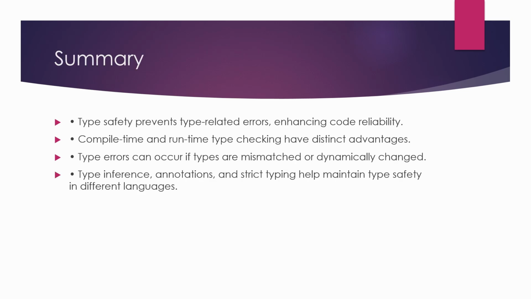To summarize, type safety is a crucial concept that ensures operations are performed on compatible data types, preventing errors in your program. Compile time and runtime type checking each have their benefits, and type inference, annotations, and strict typing help ensure that type safety is maintained. By understanding and applying these principles, you can write more reliable and bug-free code.